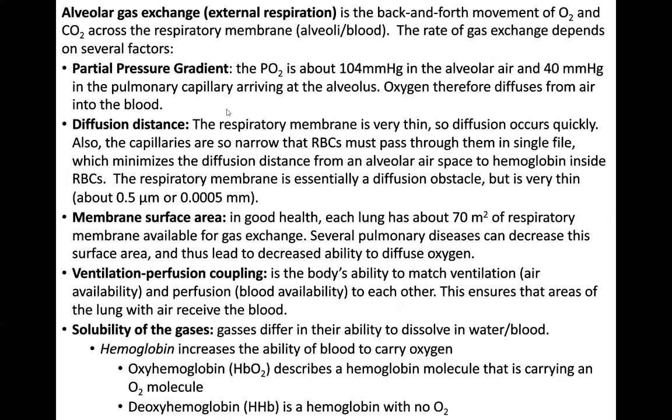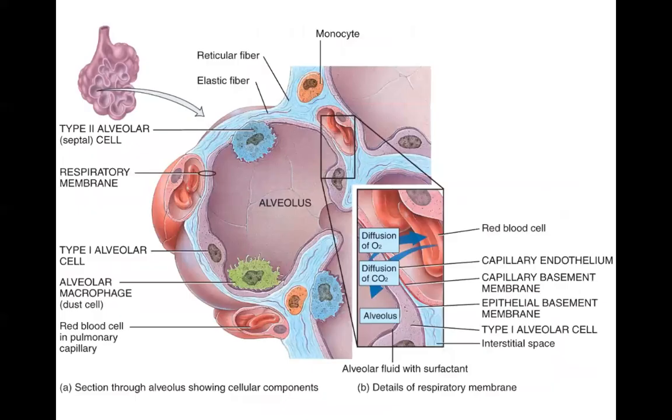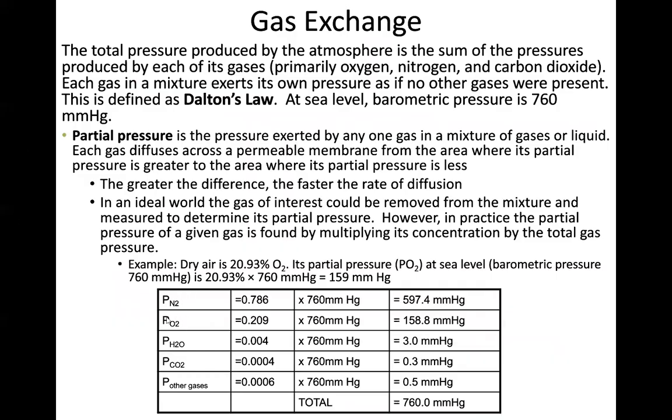First, we'll talk about alveolar gas exchange, or what we call external respiration. This is the back and forth movement of O2 and CO2 across the respiratory membrane, in other words, between our alveoli and our blood, and is dependent upon several factors. The partial pressure gradients, which is what I was just talking about, is very important. PO2 is short for the partial pressure of oxygen. So we saw that on this page with our table.